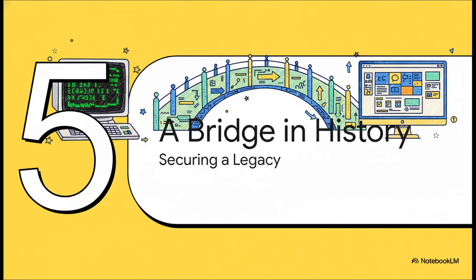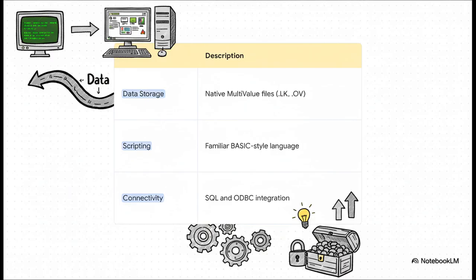Okay, so why was this so successful? When you pop the hood and look at the details, you can see that Revelation wasn't just a clever idea, it was a tool built specifically to solve this stranded developer problem. It had literally everything those developers needed. It used their native multi-value file storage. You'd often see those .lk and .ov extensions. It had a powerful scripting language that was really similar to the BASIC they already knew and loved. And, most critically, it had connectivity to the wider world of data through standards like SQL and ODBC.